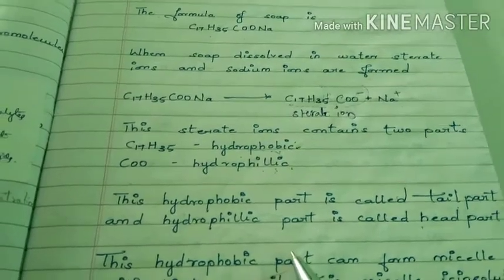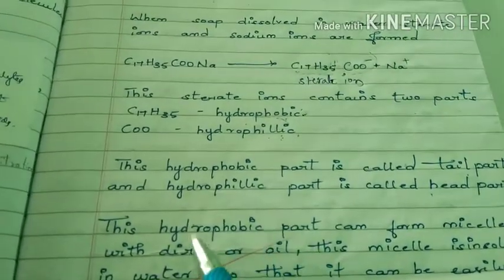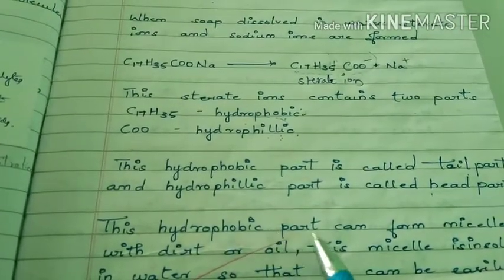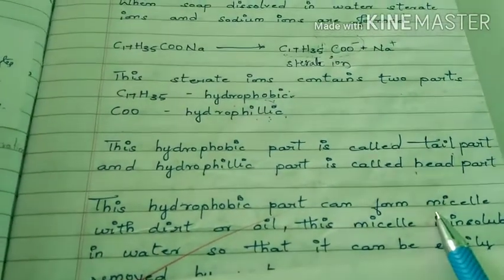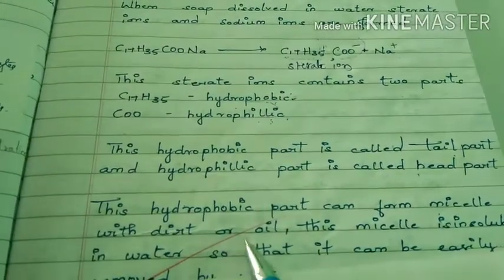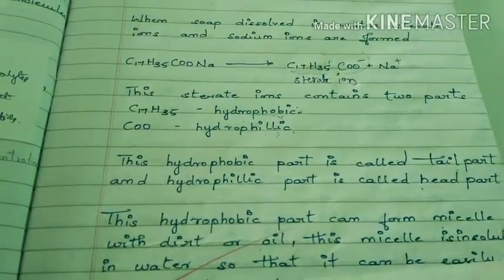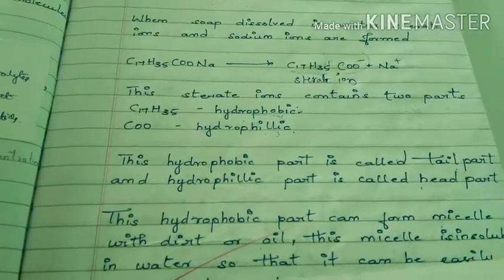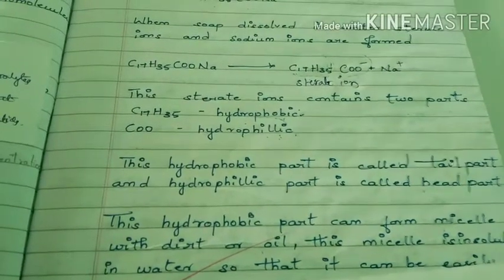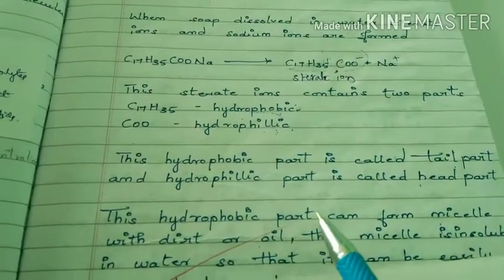Now the point is, this hydrophobic part can form a micelle with dirt or oil. So the cloth contains dust or oil. Suppose our target is that we should remove it. So what do we have to do?